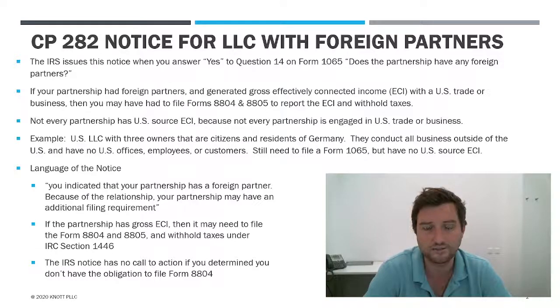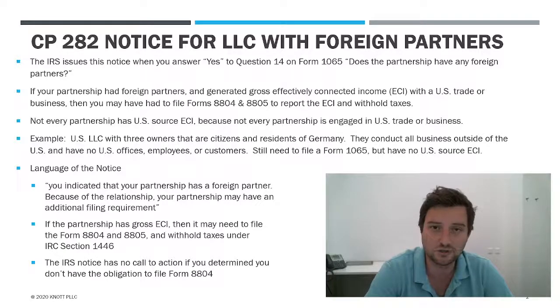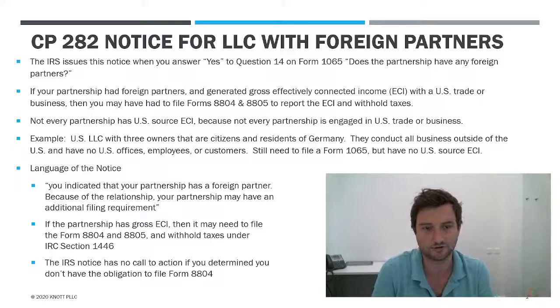source ECI. And that's because not every U.S. partnership is engaged in U.S. trade or business and has U.S. source effectively connected income. So what do I mean by that? What's an example? So this example here, we have a U.S. LLC with 3 owners, okay? It's a domestic partnership because it's a U.S. entity. It has more than one person in it, so it's a partnership.